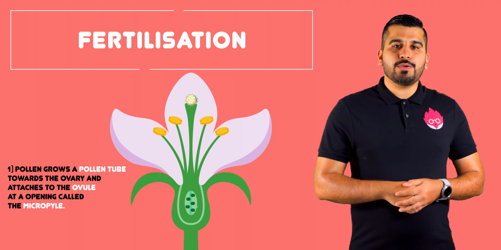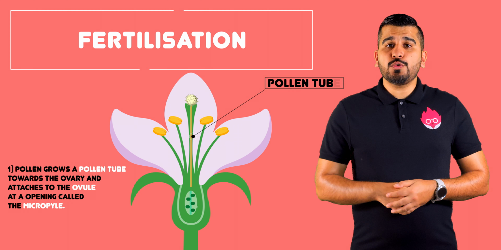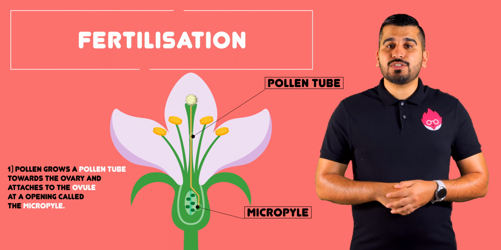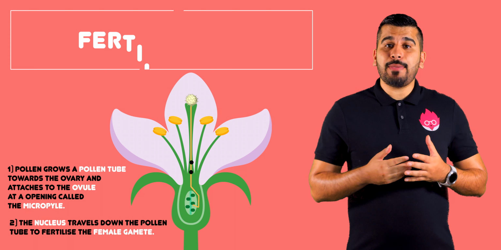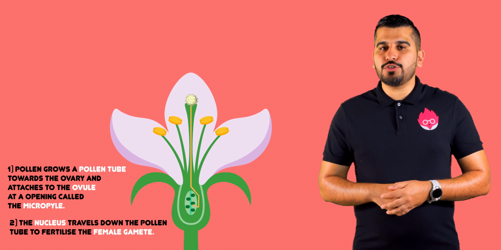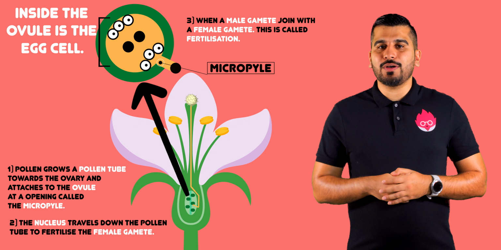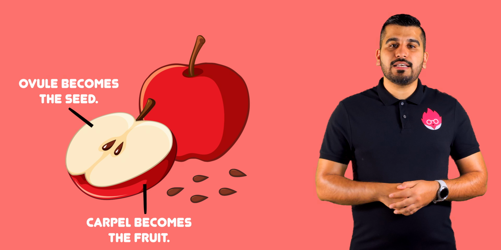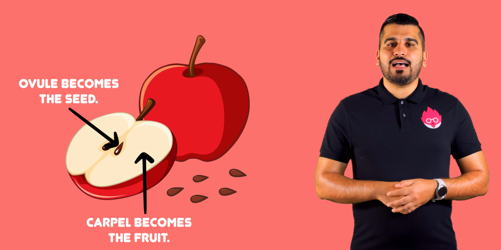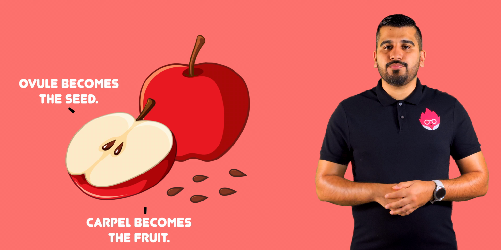The pollen grows a pollen tube, which grows towards the ovary and attaches to the ovule at an opening called the micropyle. A male gamete travels down the pollen tube to fertilize the female gamete. This process is known as fertilization. The fertilized ovule develops into a seed, and the rest of the carpel becomes the fruit.